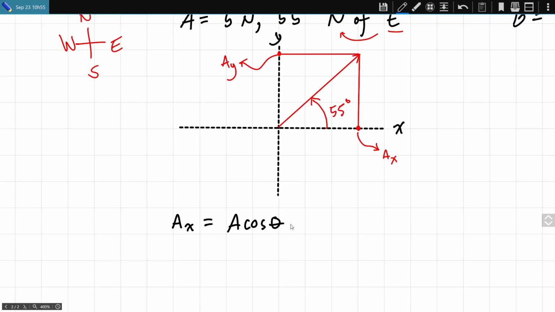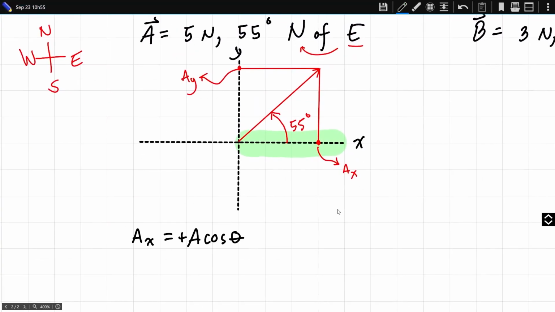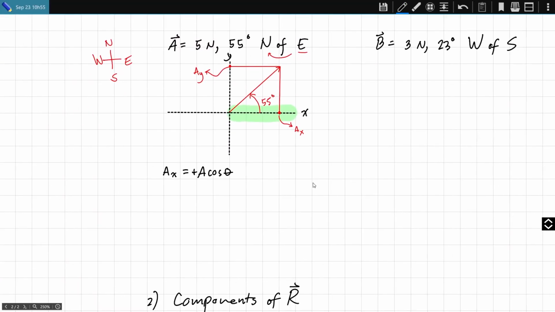Okay? Now, next, we need to determine if a sub x is positive or negative. Now, from our diagram, since ang ating a sub x is located dito sa positive x-axis, then our a sub x will take a value of positive. Okay? So, yan yung ating equation.